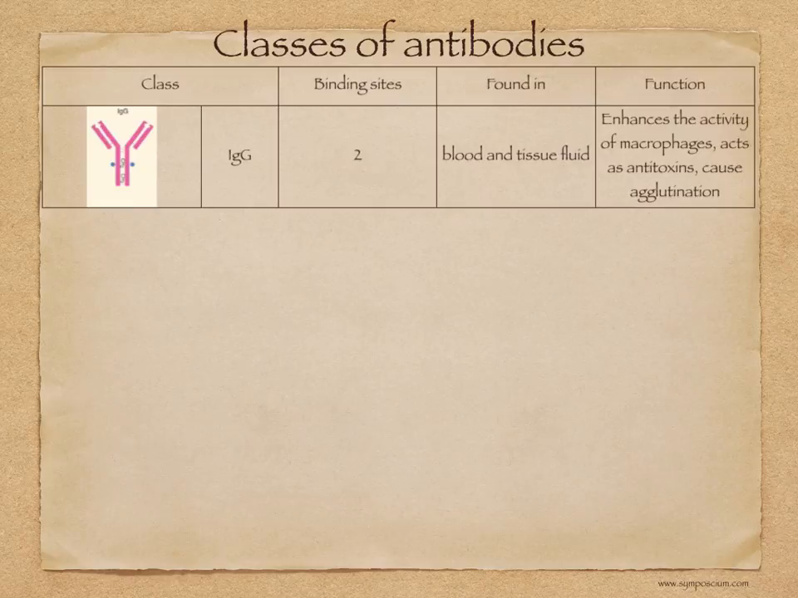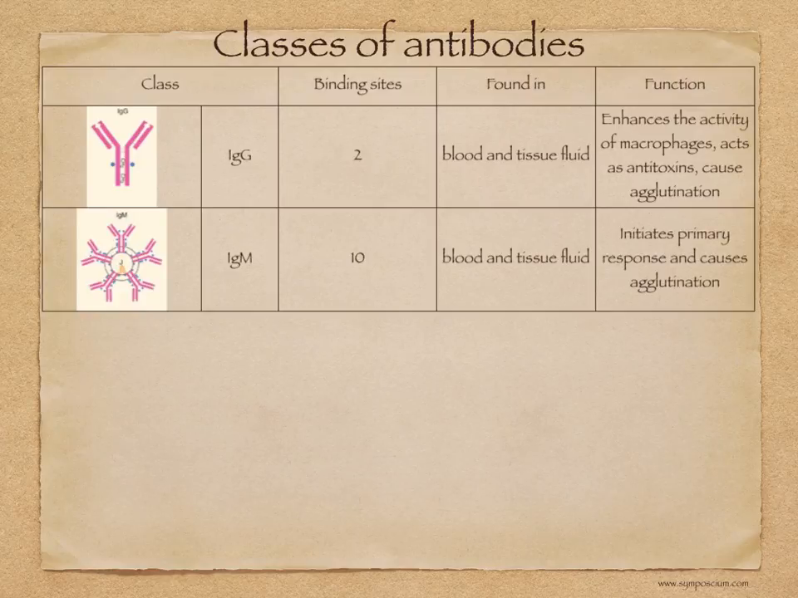You've got IgG, which have got 2 binding sites. They're found in the blood and tissue fluid, and their function is to enhance the activity of macrophages, to act as antitoxins, and to cause agglutination. IgM have got 10 binding sites. So you can see that there are 5 antibodies, and each has got 2 binding sites, so it's 10 binding sites in total. They're found in the blood and tissue fluid, and they initiate the primary response, and they also cause agglutination.